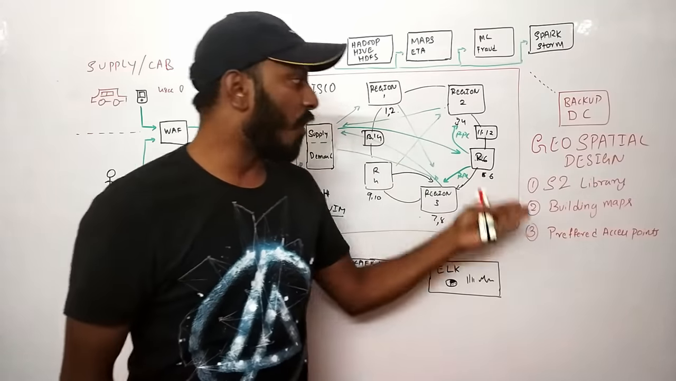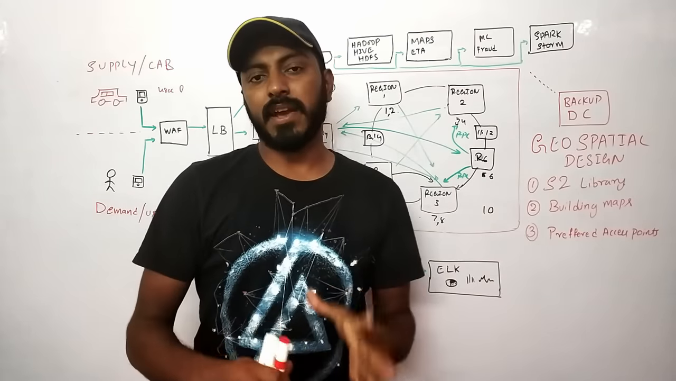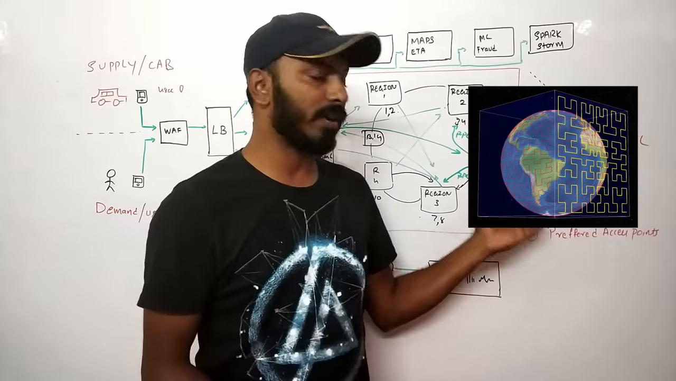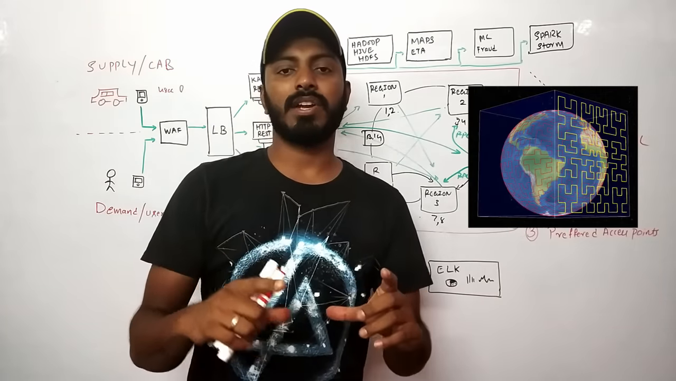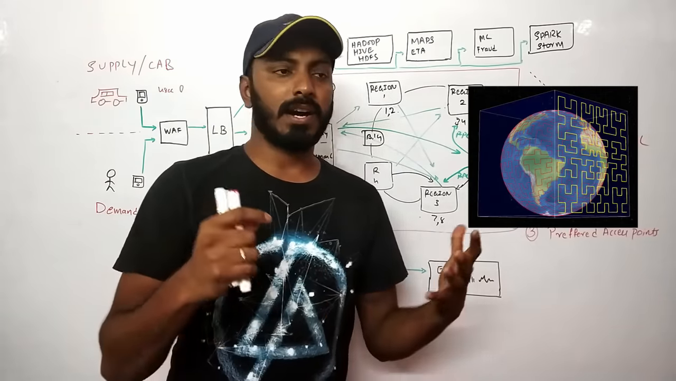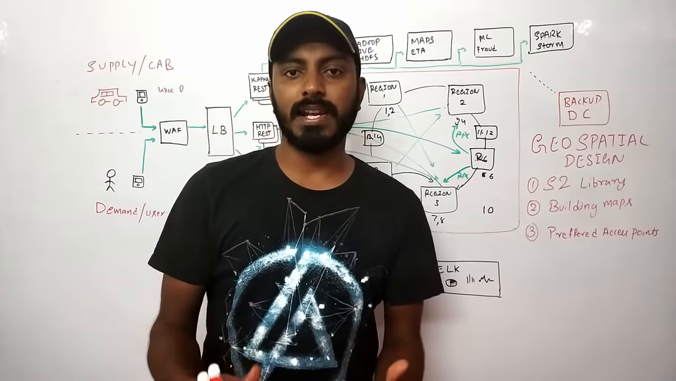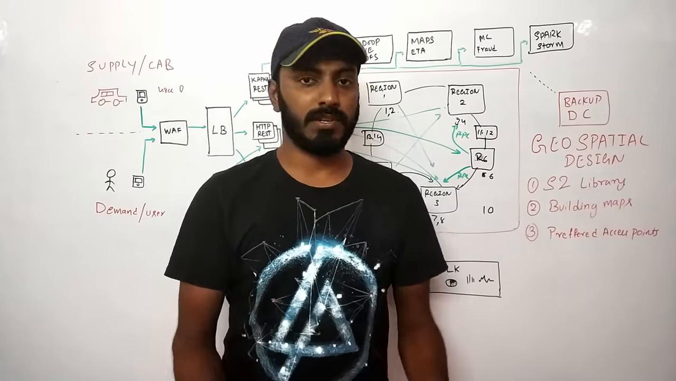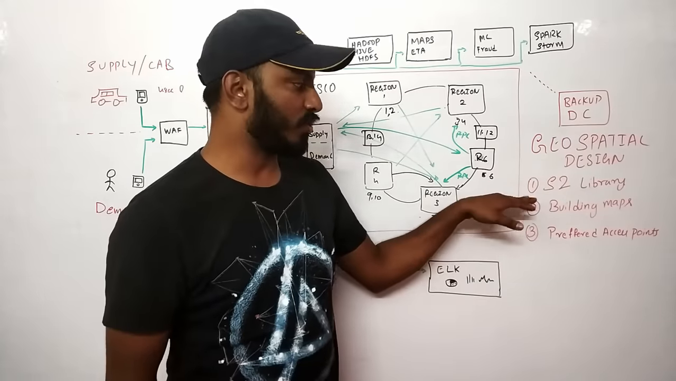Now let's talk about geospatial design. As I have already explained, Uber heavily uses Google's S2 library to break the map into different cells, and that is used to easily locate the caps near any particular rider's location. So that is the use of the S2 library.